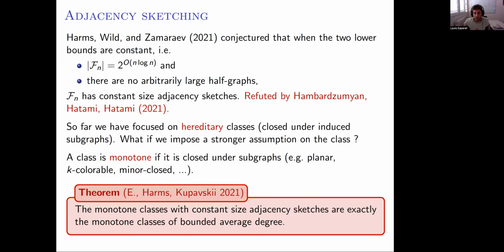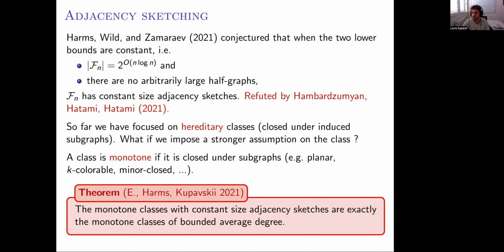So the first result we proved is that for monotone classes, having constant size adjacency sketches is equivalent to having bounded average degree. Planar graphs have bounded average degree, so it's good. And the proof that I showed actually works for any class of bounded average degree. But the hard part is to prove the converse: if you don't have bounded average degree in your monotone class, then you don't have constant size adjacency sketches. And for this, we use tools from communication complexity, discrepancy. So this is our first result.